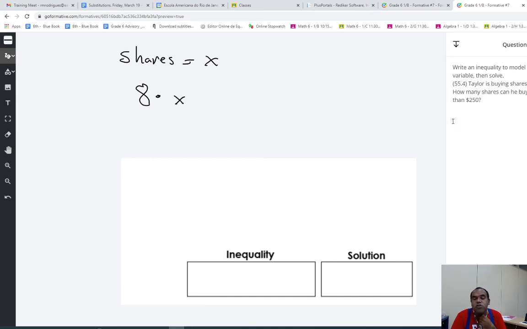If I can spend no more than, guys, we did this in the second question, remember, no more than means less than or equal to 250. Nice, that's it. Let's solve right now. What's the math operation? Where is the variable x? The math operation is times 8. The opposite to multiplying 8 is dividing 8. Let's divide by 8.